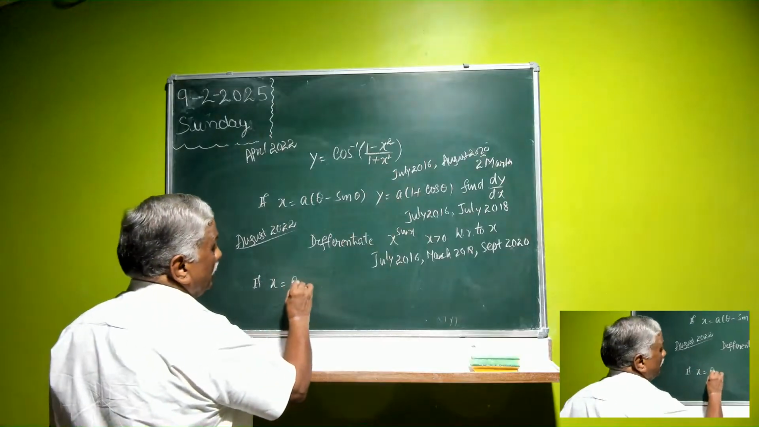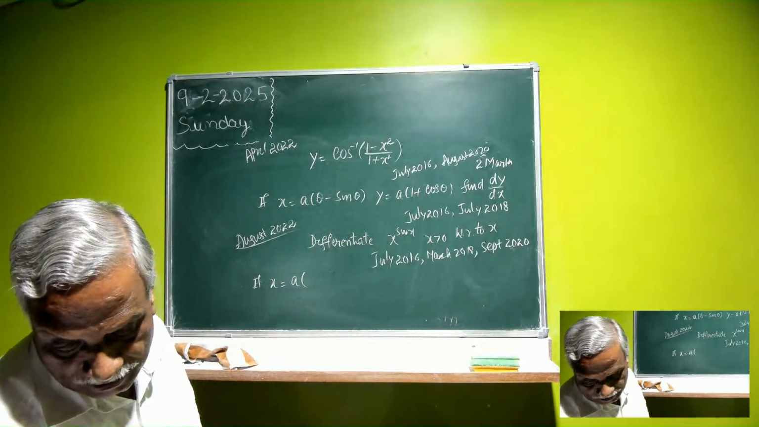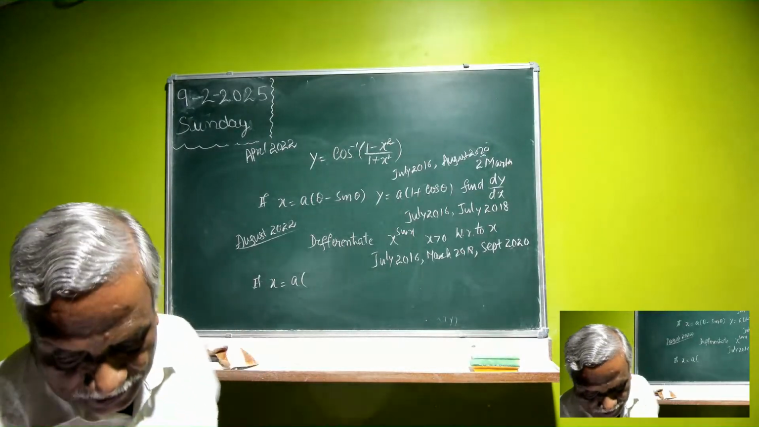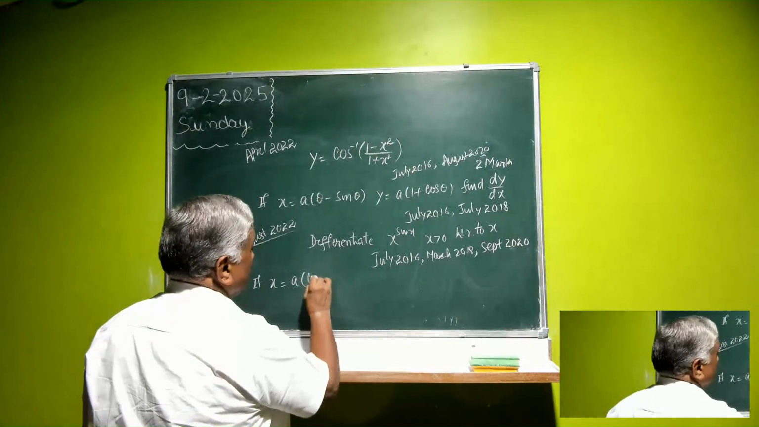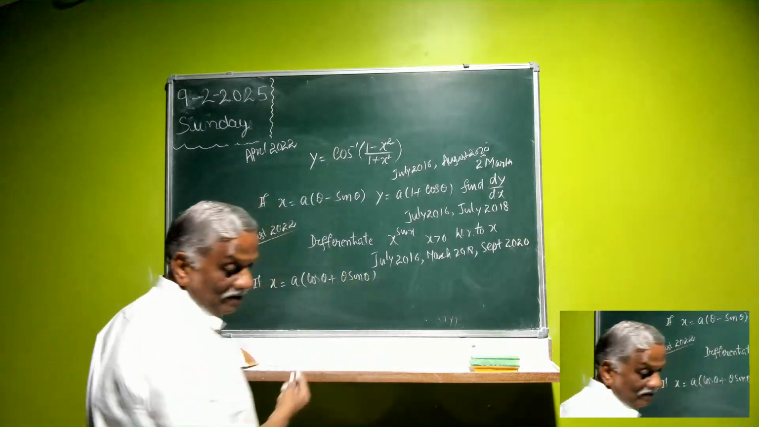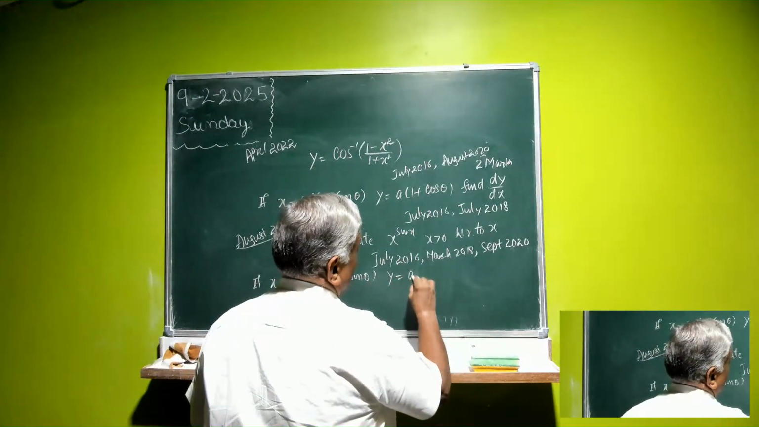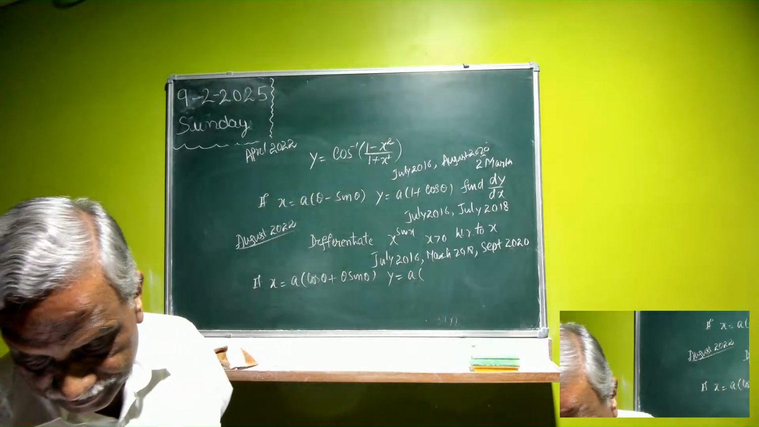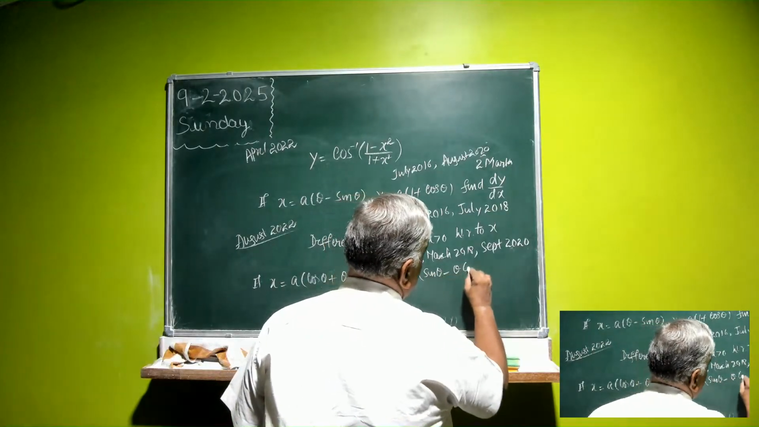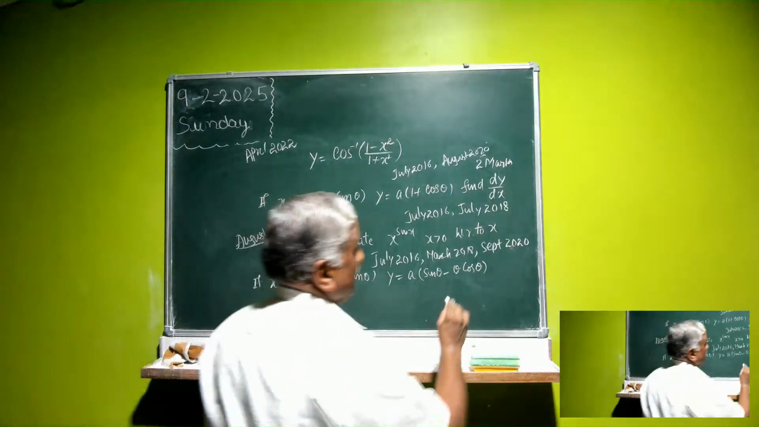x is equal to a into cos theta plus theta sin theta, y is equal to a into sin theta minus theta cos theta. Find dy by dx.